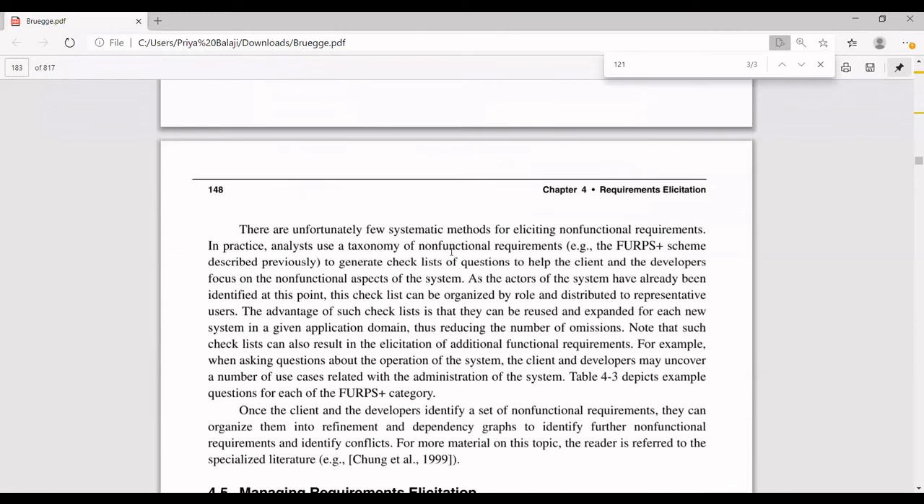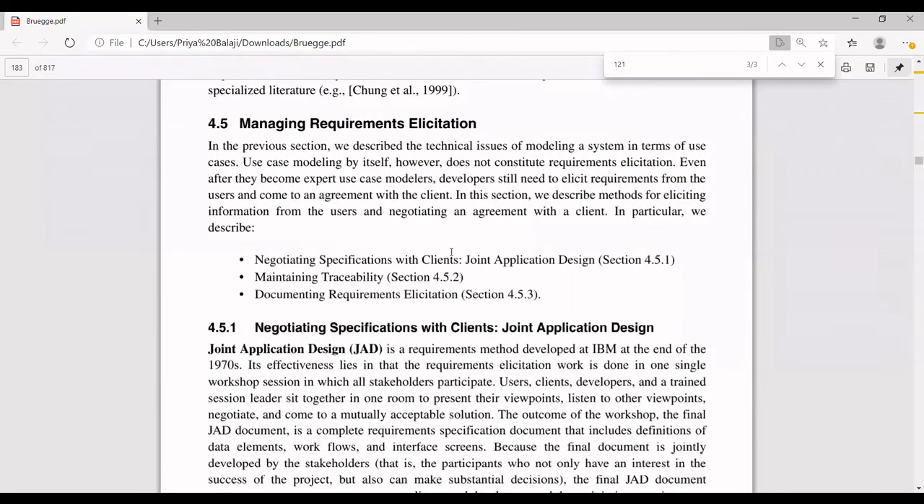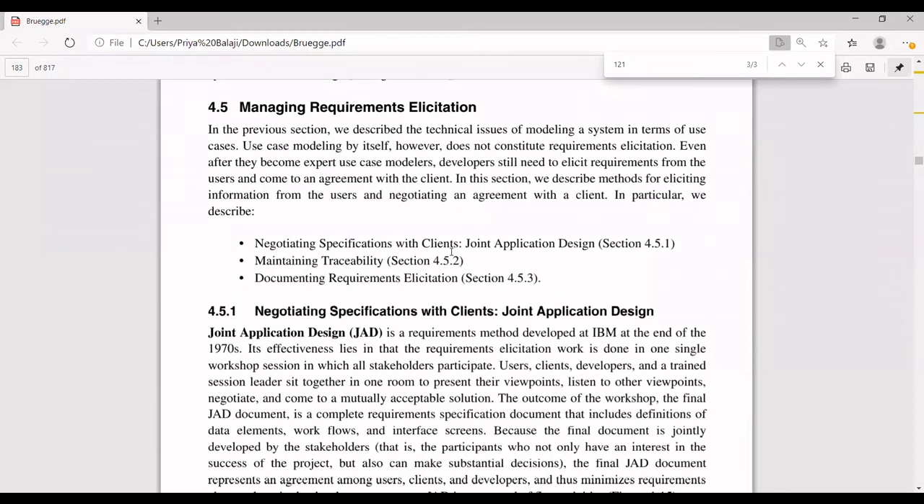The next topic we are going to discuss is managing requirements elicitation. This is very simple. How are you going to manage the requirement elicitation? In your normal requirements and non-functional requirements, I told you two things are extra over there: one is JAD, another one is traceability. So what is JAD? Instead of collecting the information only from the client, you have the client, the project manager, the developer team, and the testing team, all the people sit together and finalize the requirements.